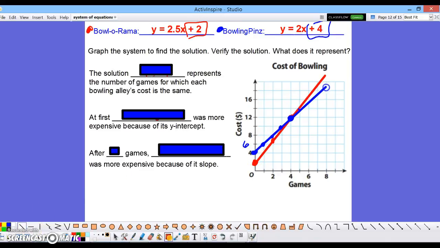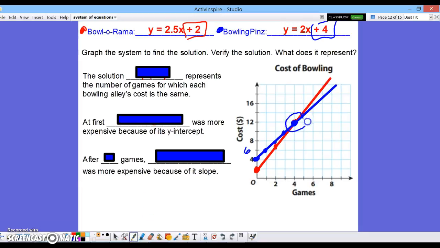Connect my dots. Now it looks like they're intercepting right here at (4, 12), but we're going to wait to solve a little bit more to see if that's our answer. So the solution is (4, 12). Okay? So if I were to substitute a 4 in for x and a 12 in for y for both equations, they would work out perfectly to give me a true statement.